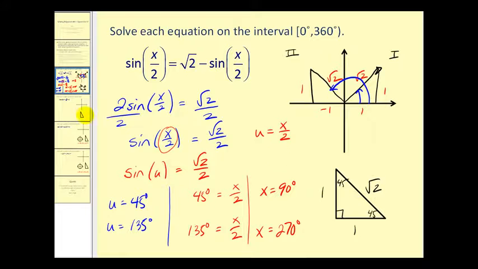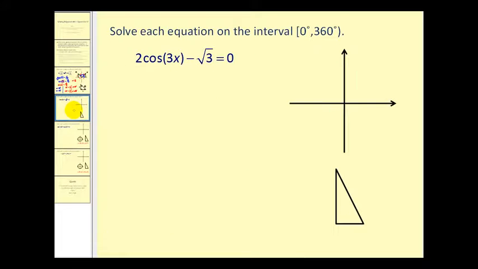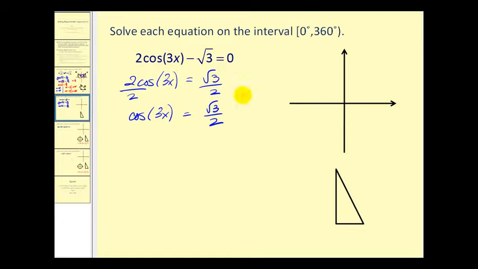Let's go ahead and try another one. Here we have a triple angle. Let's follow the same procedure. Let's solve this for cosine 3x. We'll add square root 3 to both sides. Divide by 2. So again, this looks very familiar, but now we're going to replace 3x with u instead. So we'll have cosine u equals square root 3 over 2. We'll find u and then come back here and find the value of x.